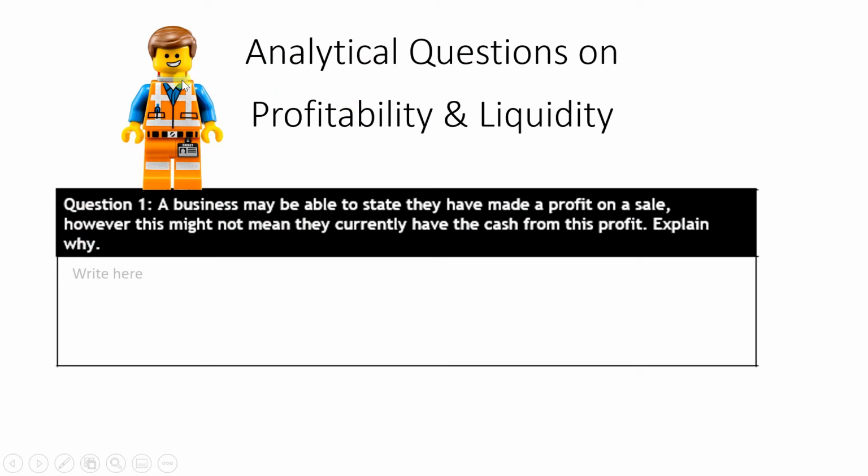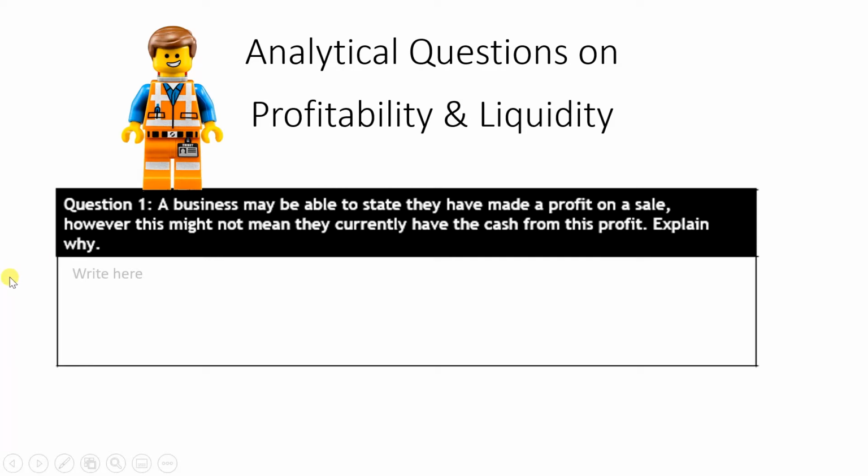Here's your first analytical question on profitability and liquidity. Question 1. A business may be able to state that they have made a profit on a sale. However, this might not mean they currently have the cash from this profit. Explain why. So have a think about some of the calculations.